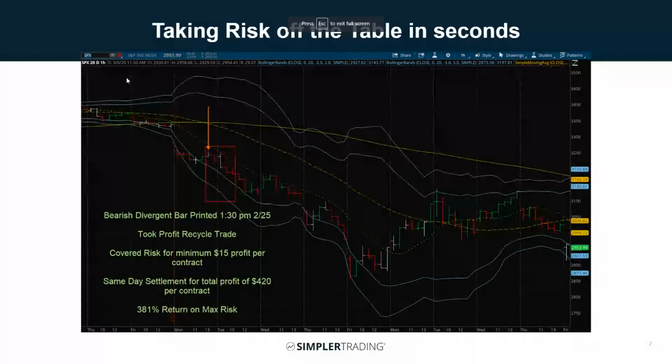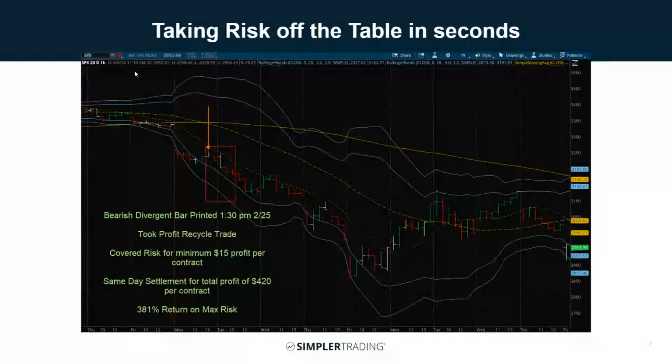So just to start right off the bat, to show you a trade example of this low risk way of trading, I had an excellent signal. This was earlier in the year whenever everything was starting to sell off quite a bit and that volatility was hitting the market. And I got a great intraday signal of a bearish divergent bar. And so I entered the trade. I took what I like to call a profit recycling trade, which is a great way to be able to intraday trade without having to use any of those pesky day trading rules. And we'll talk about that a little bit later in the webinar.